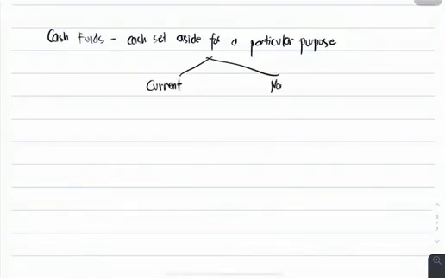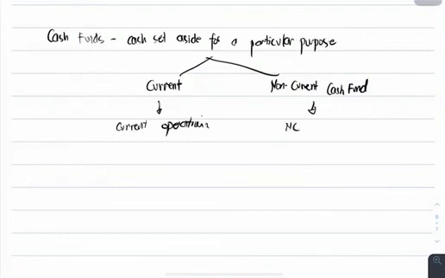What is a cash fund? A cash fund is cash set aside for a particular purpose. Your cash fund can either be a current cash fund or a non-current cash fund. We say it is a current cash fund if it is for current operations. It is a non-current cash fund if it is non-current in nature.